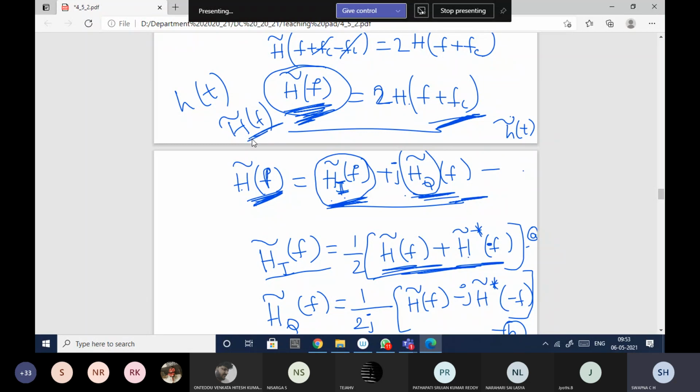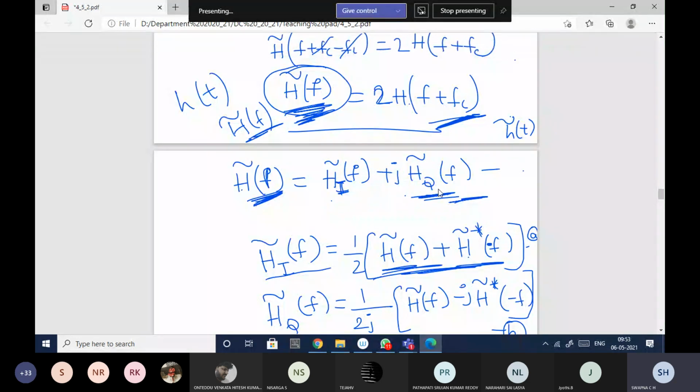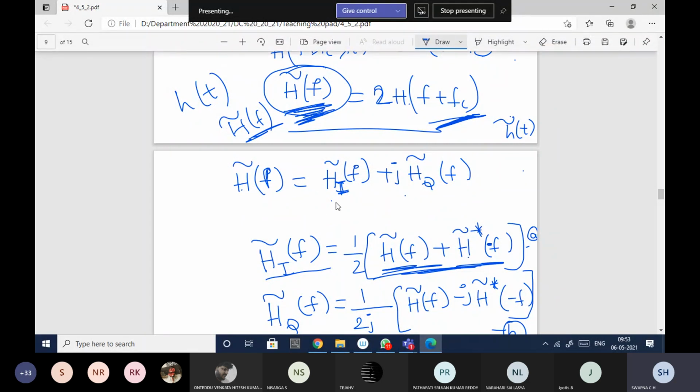Okay, so the complex envelope you can write in the form of in-phase and quadrature components. So here we have represented h tilde of f as h_i tilde of f plus j h_q tilde of f. Okay, this is the representation of the complex function h tilde of f in the form of in-phase and quadrature components.